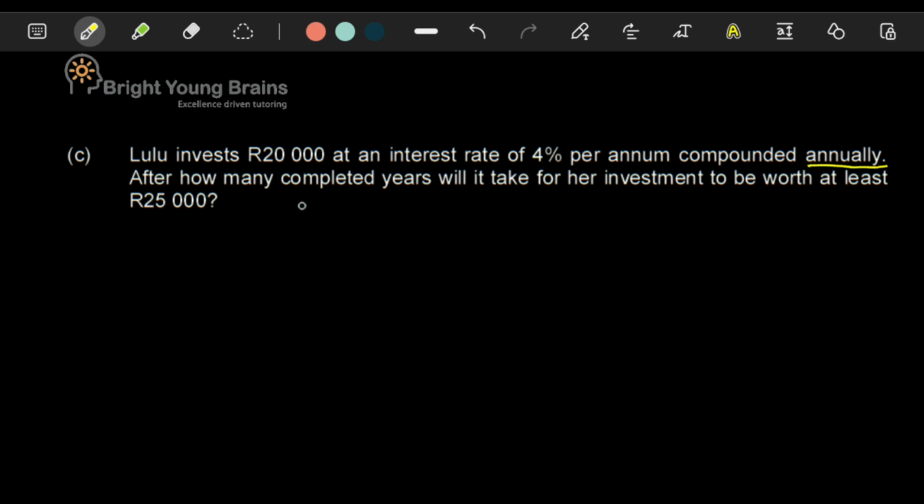And then they say here, after how many completed years will it take for her to invest? Wait, how many completed years? I think the keyword here should be completed years, because I'm pretty sure this is going to be a big factor with regards to the kind of answer that you're gonna have. They said here, after how many completed years will it take for her investment to be worth at least 25,000? You remember, at least means that it could be more, you know. But anyways, so clearly here there's no monthly installment, so it's just a normal compound interest question, you know, 1 plus the interest rate to the power of n.